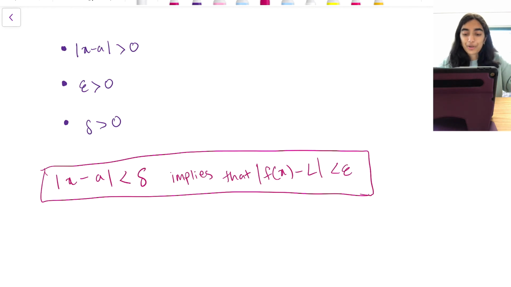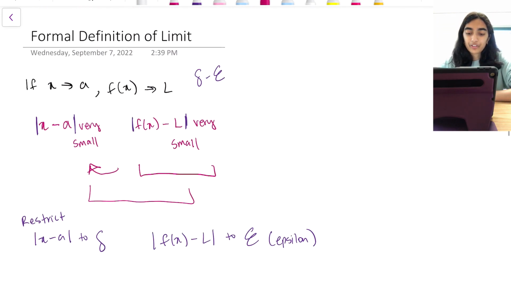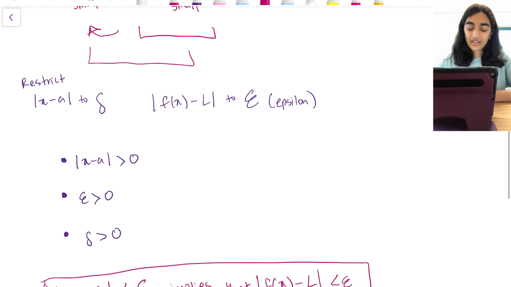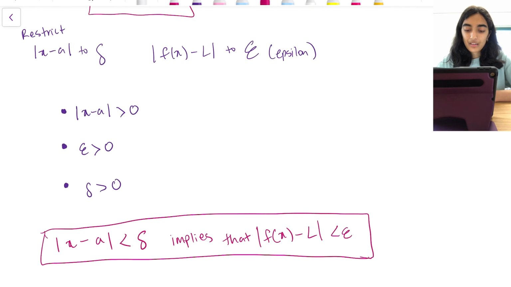And really that's all I wanted to cover in this video. I know it's a little short, but we've gone over the theory of what the formal definition of a limit is and introduced a couple of variable names.